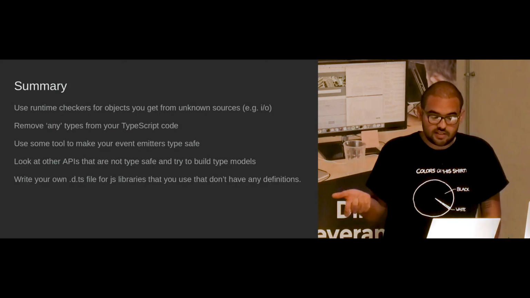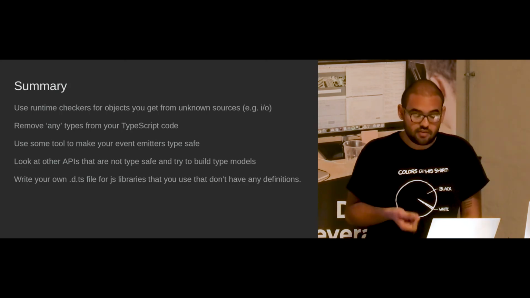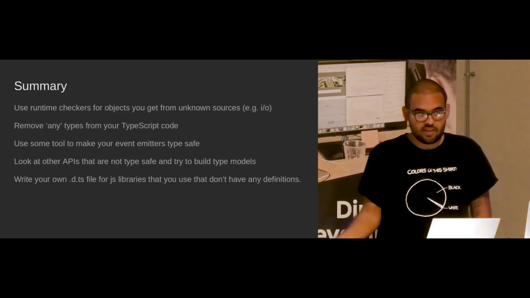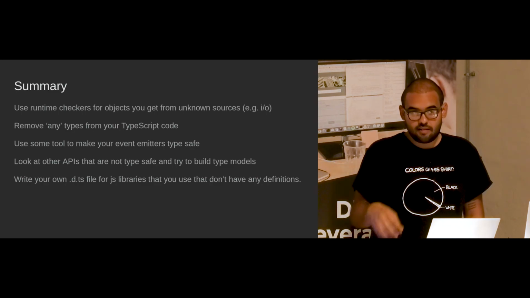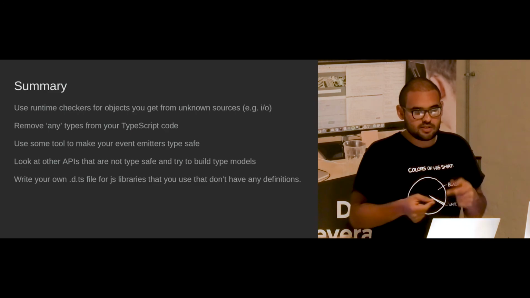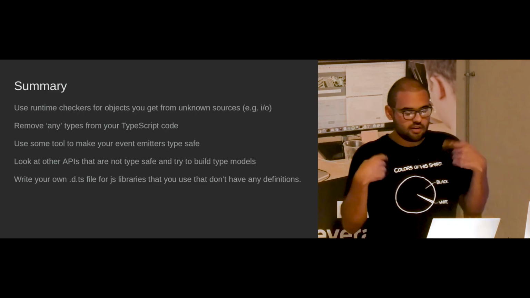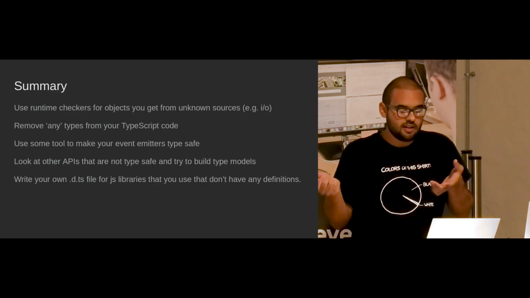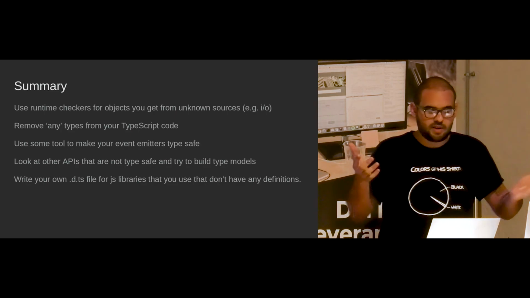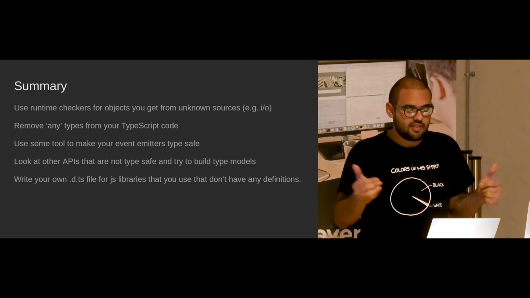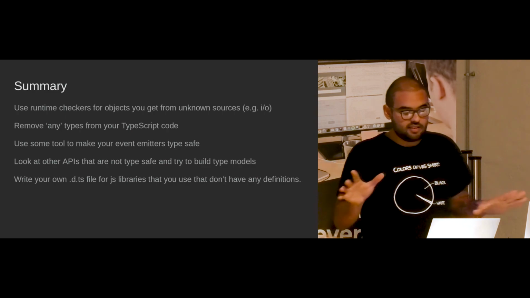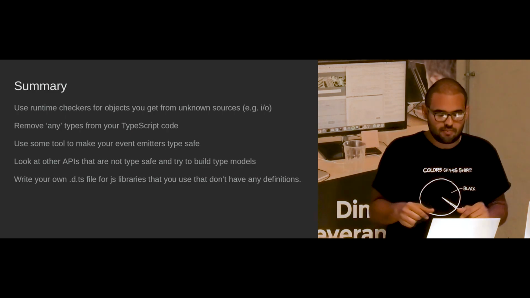You can write your own .d.ts files for libraries that you use that don't have them, but you can also write them for the ones that have them. In my example with the event emitter, I was using a library that was using the Node event emitter. So I could just create my own DTS file and extend their API so that it used my type-safe event emitter. That way I get the benefit of using that library with the event emitters, but I know that the events are at least a little bit safer.